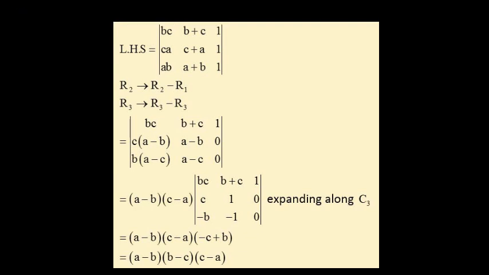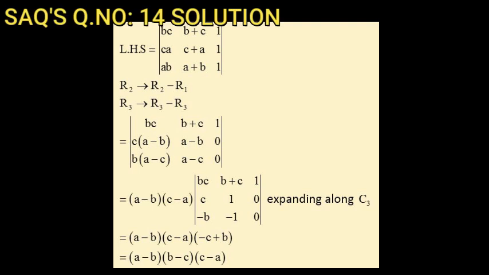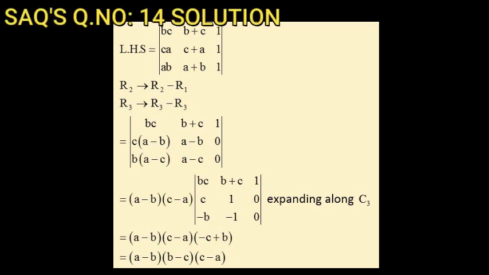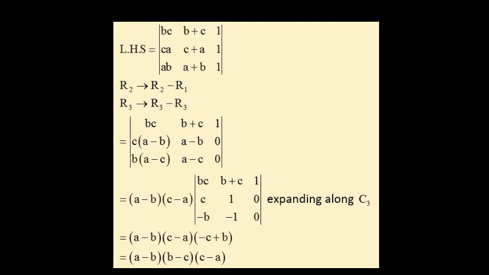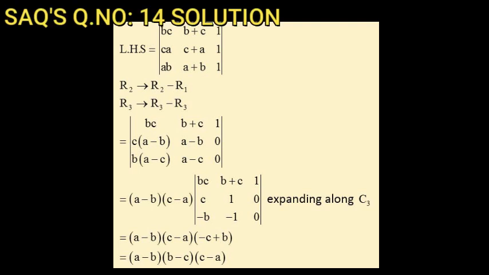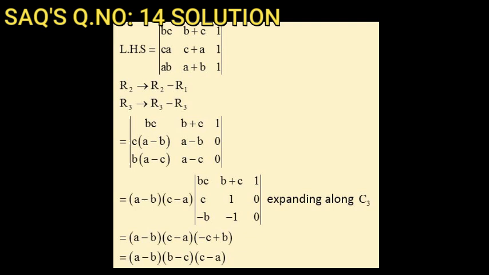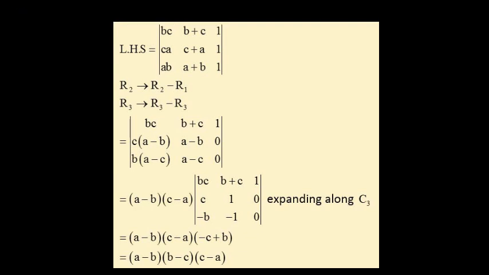The first row is BC, B+C, 1, and the second row is CA - BC, C+A-B-C, 1-1. The third row is AB - BC, A+B-B-C, 1-1. Simplifying, we get BC, B+C, 1 as the first row, the second row is C into (A-B), ?, 0, and the third row is B into (A-C), ?, 0. Now from the second row we take (A-B) common and from the third row we take (A-C) common.